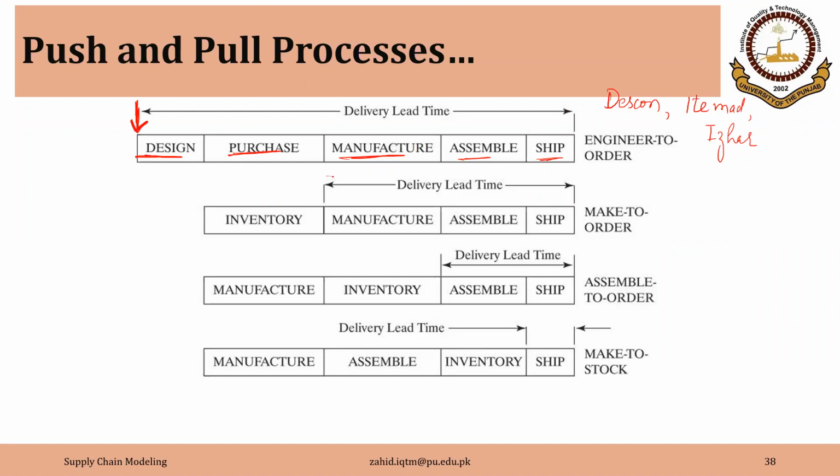In make to order, this is the push-pull boundary. We already have the inventory of raw material available and we make the product as per customer specification. Maybe we are making furniture according to customer specification. The raw material is standardized, wood and other elements that we have, but we make the product as per customer requirements. So that is make to order. In assemble to order, this is the decoupling point. Here we also have the inventory, but this inventory is of components and sub-assemblies.